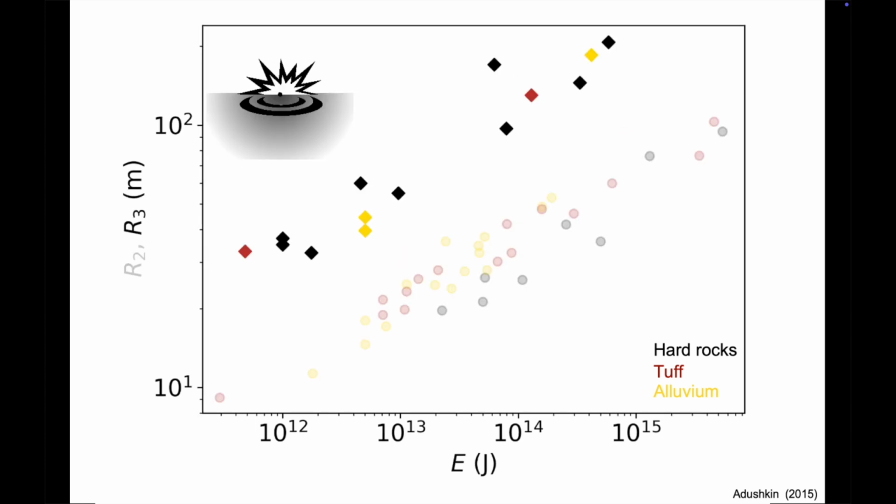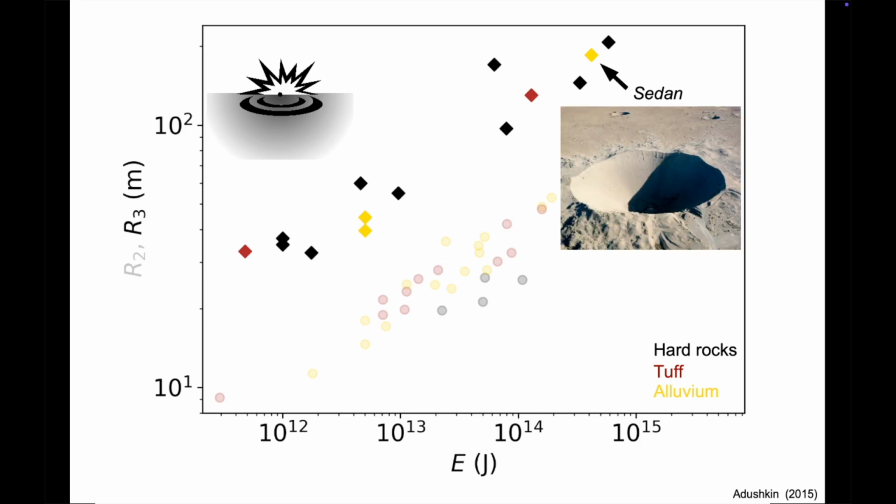Now let's investigate craters produced by explosions near the surface. The radius of these craters is what we've been calling R3. For a given energy, the radius of the crater is sensibly larger than the cavity that would be produced if the explosion had occurred sufficiently deep underground. Sedan, our example from earlier, is over here.